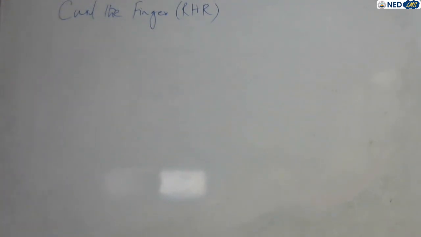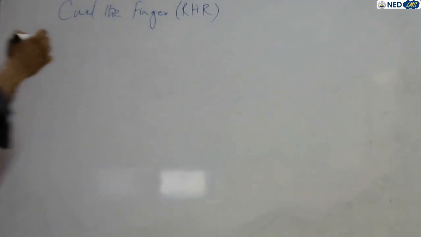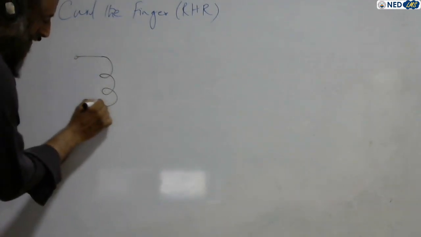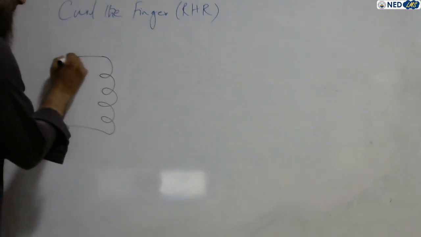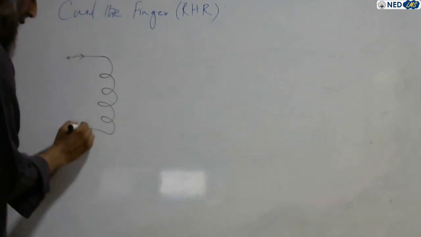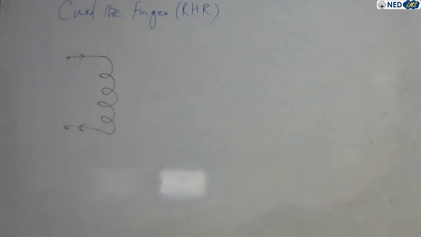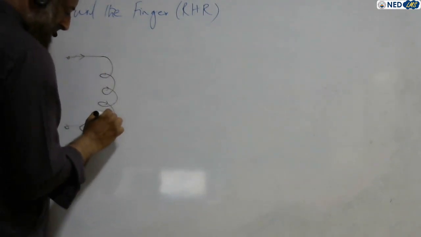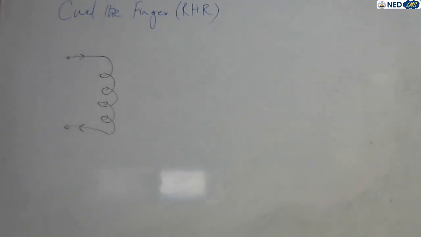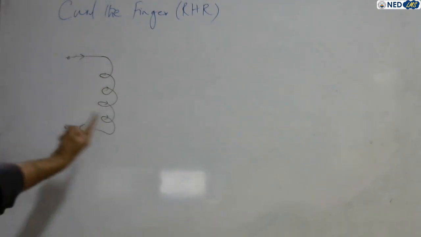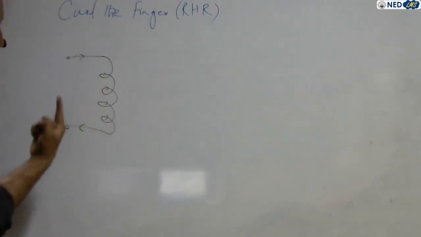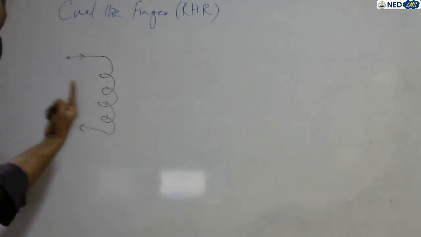So consider a coil in which the current flows. This is at the terminals, and in the winding the current flows like, if you remember the ladders, from top to bottom. The current comes in the coil and flows like this, from top to bottom.